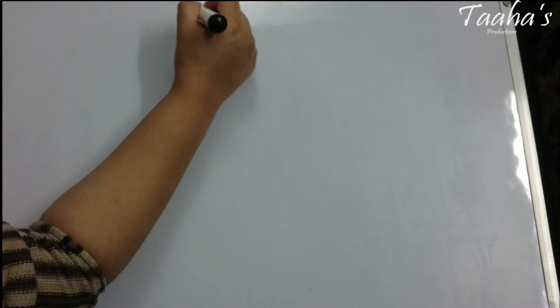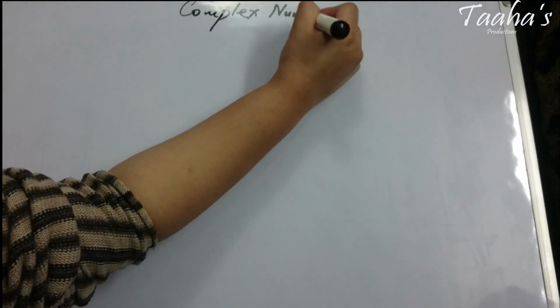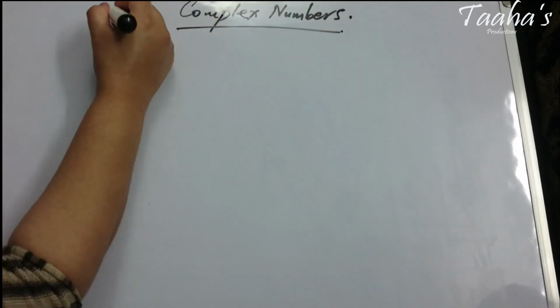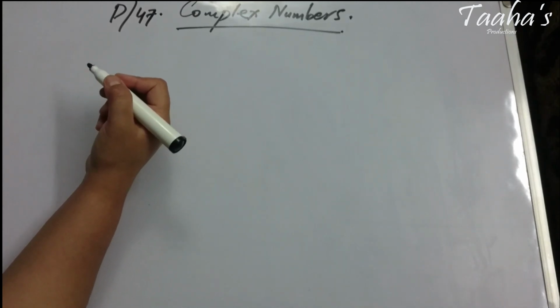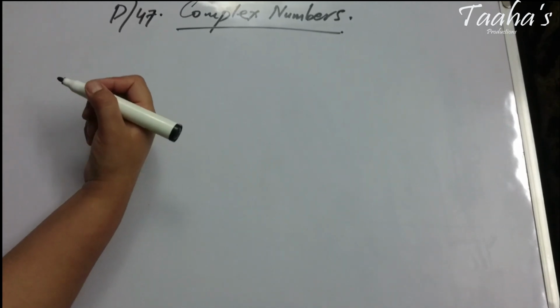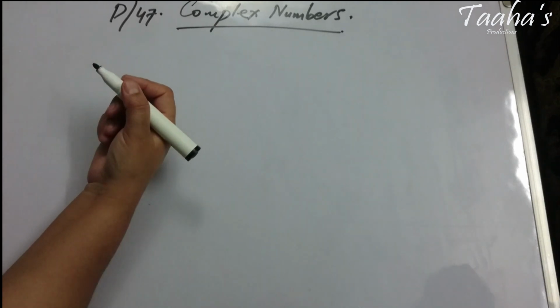Today's topic is complex numbers. It is on page number 47. What are complex numbers, and why were they introduced in mathematics?